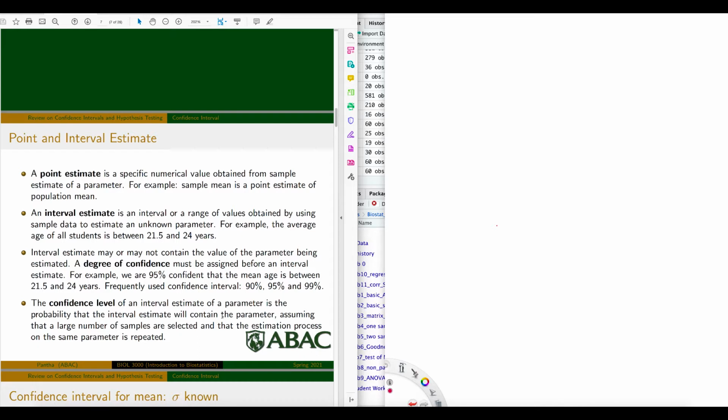An interval estimate is an interval or range of values obtained by using the sample data to estimate the unknown parameter. For example, the average age of students is between 21.5 and 24 years. See, if you say the average age of students is 23 years, then that is a point estimate. But if you say the average age of the students in the population is between 21.5 and 24 years, that is an interval estimate.